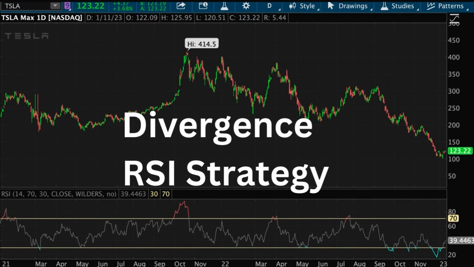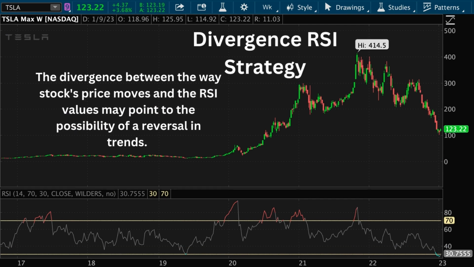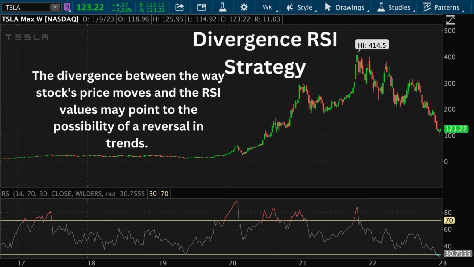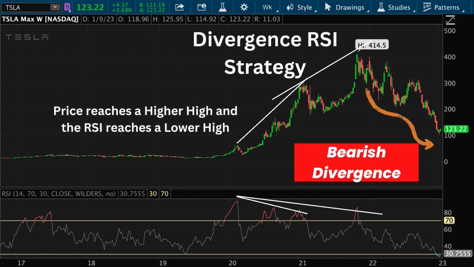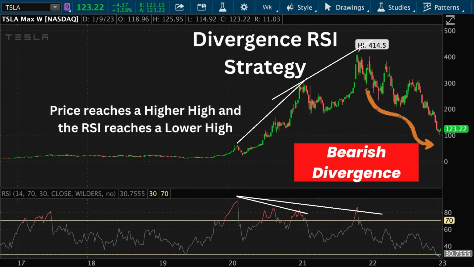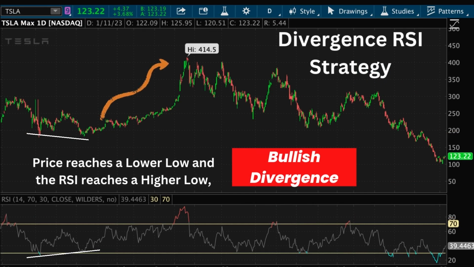Divergence in price and RSI. The divergence between the way a stock's price moves and the RSI values may point to the possibility of a reversal in trends. When the stock's price reaches a higher high and the RSI reaches a lower high, the trader can recognize a bearish divergence. The price could reverse and start going down in the future. When the stock's price reaches a lower low and the RSI reaches a higher low, the trader can recognize a bullish divergence. The price could reverse and start going up in the future.